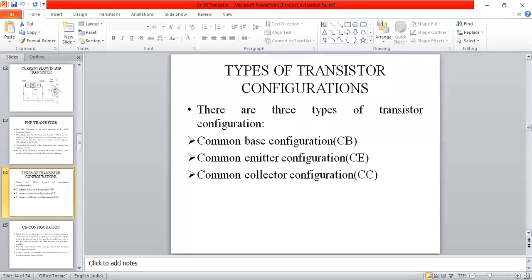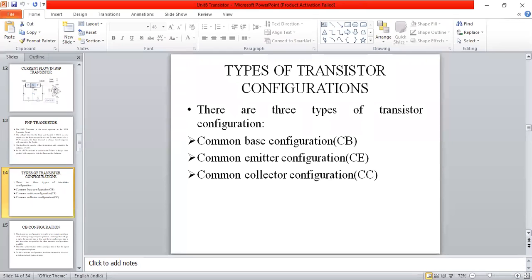So for the combination of these three terminals, every time we have to consider one common point. With respect to the one terminal, the other two terminals, we have to give the power supply here now. So there are three terminals, which means three common configurations are there. So these are the types of transistor configurations we are going to discuss now.